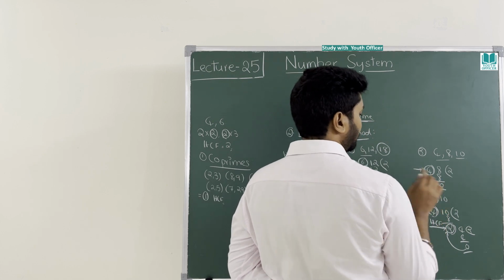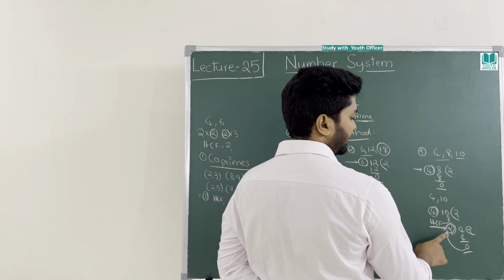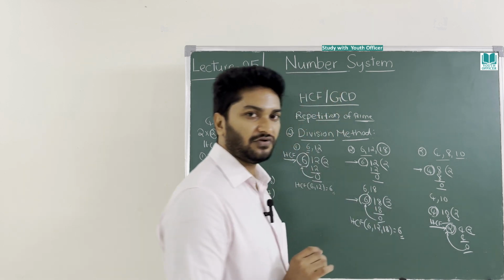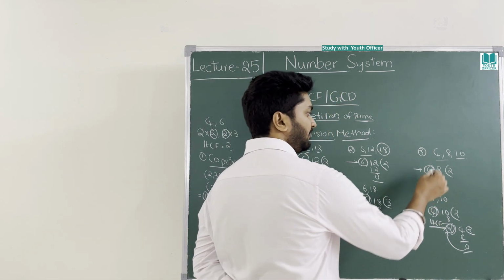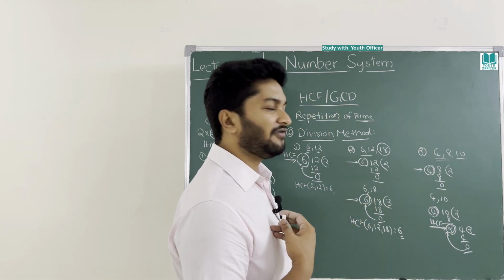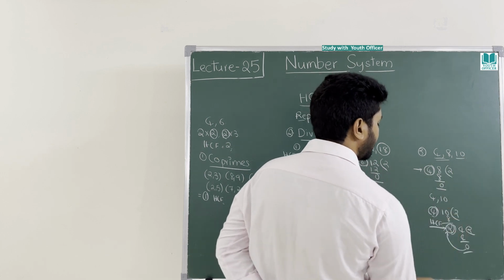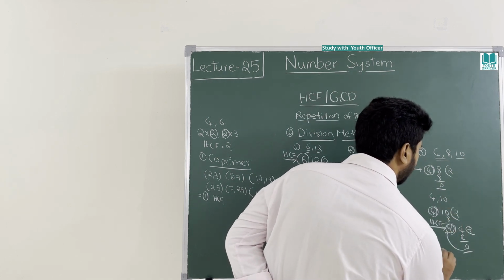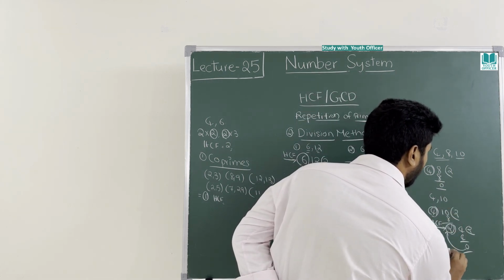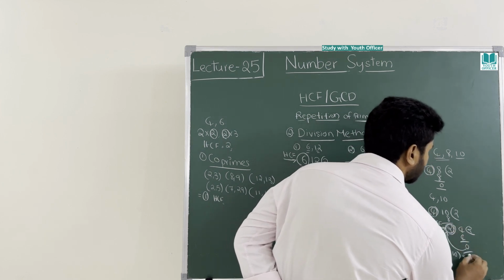Now, which one do you have to take? This is the first HCF, 4, and this is the second HCF, 2. Which one do we have to take? If you take it for two numbers, 4 will be the HCF. But now we have to calculate for three numbers, 4, 8 and 10. Now we have to find the HCF for 4, 8 and 10. The answer will be 2.